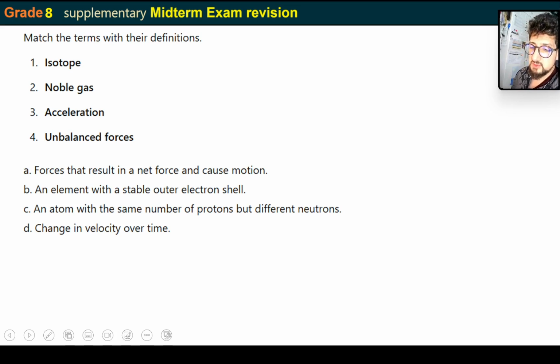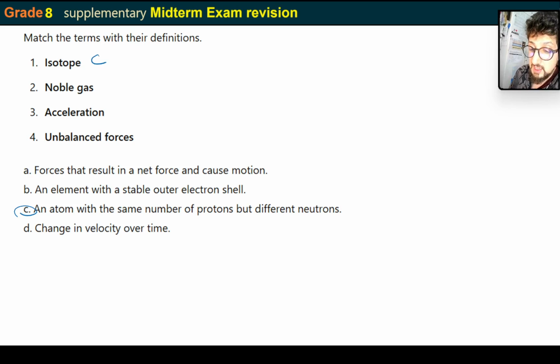Match the following terms with their definitions. Isotope. An isotope is the same version of an element, but with a different number of neutrons. So let's say, for example, helium. You have helium 2 and helium 4 and helium 5 or whatever, because then you'll have extra neutrons. So that's what we mean by an isotope. An atom with the same number of protons but a different number of neutrons. So that's what that is.